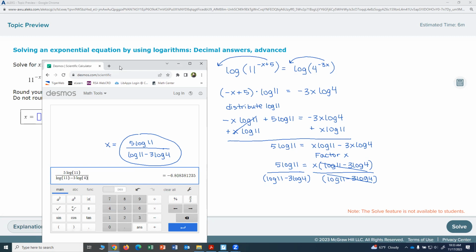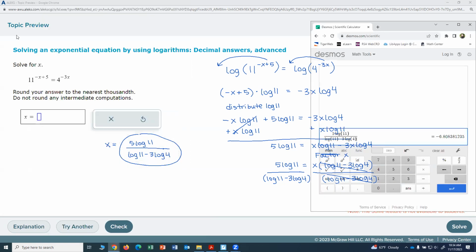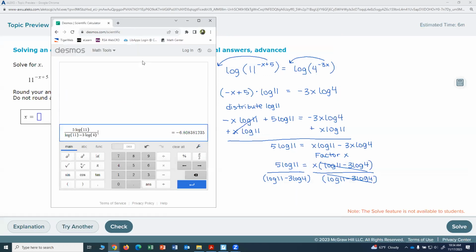All right, so we've got our answer here. We've got negative 6.808. And if you wanted to check that answer before entering it, like if you were in a test situation, what you would do is you would look at your original function. Let me get rid of some of this so I can actually move the calculator over. Okay, so you look at your original equation, 11 to the negative x plus 5.